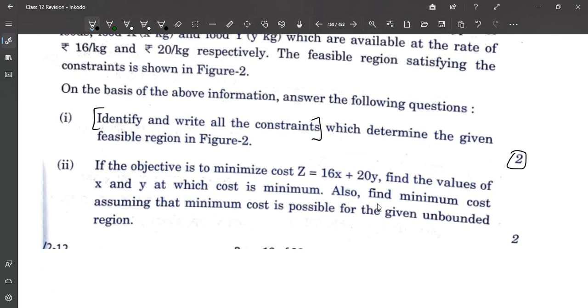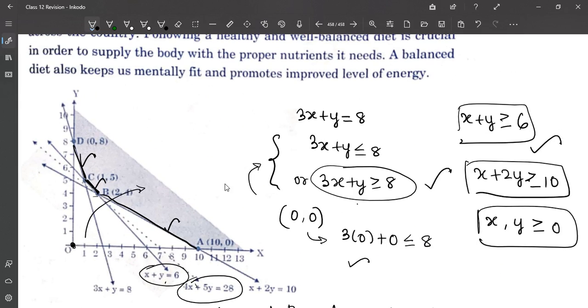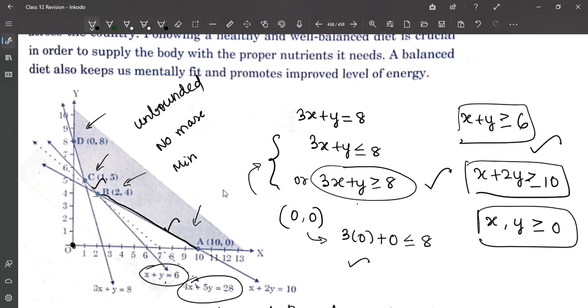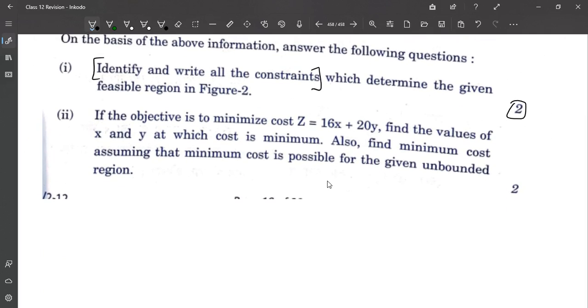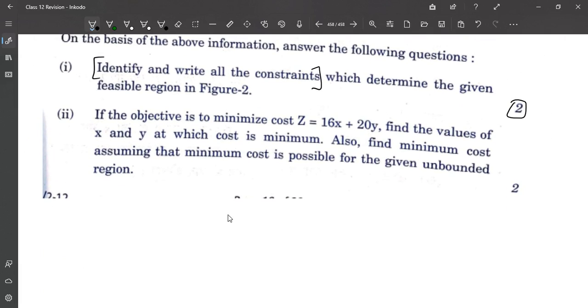If the objective is to minimize the cost, as we can see, it is an unbounded region. What do we know about an unbounded region? It does not contain a maximum value, but it surely has a minimum value along one of its corner points. So what are the corner points? You can identify them: one of them is C, the other is B, and the last one is A. So there are 4 corner points. What you can do is plot a tabular column. Let's take point A, point B, point C, point D.